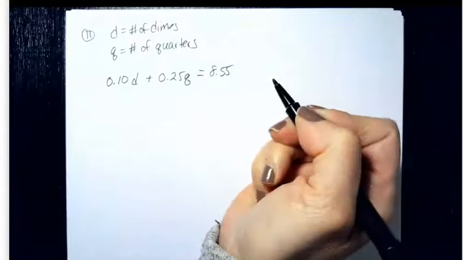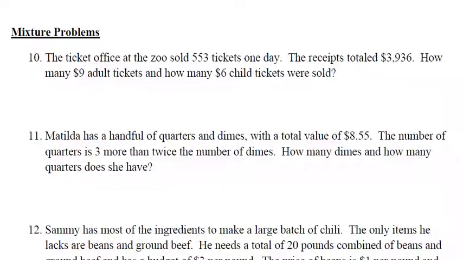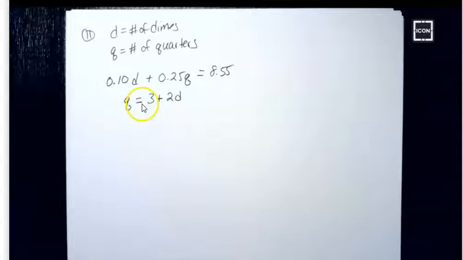All right, so now we need another relationship. We have the relationship between the number of dimes and quarters. We're told that the number of quarters is 3 more than twice the number of dimes. So we can translate that directly. The number of quarters, Q, equals 3 more than, 3 plus, twice the number of dimes, 2D. So that equation looks like so. Q equals 3 plus 2D.